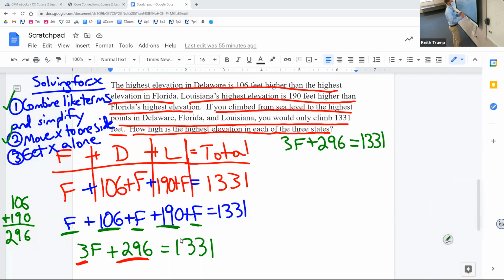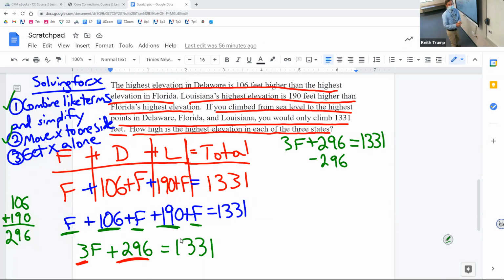Now, in order to get rid of the 3 and the 296, we're going to need to do a couple of quick things. So picking back up here, we have 3f plus 296 equals 1331. We need to get rid of 296 and 3 so that we can get f alone. Well, the first thing I'm going to do is subtract 296 to get rid of it.